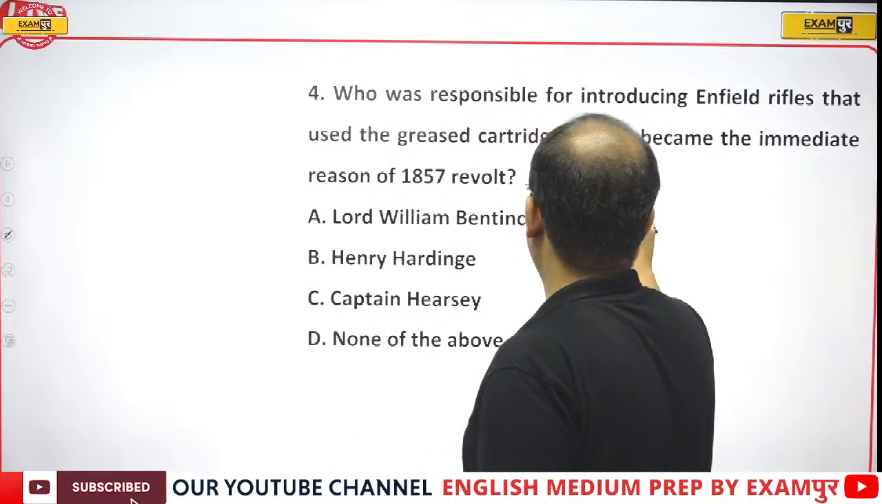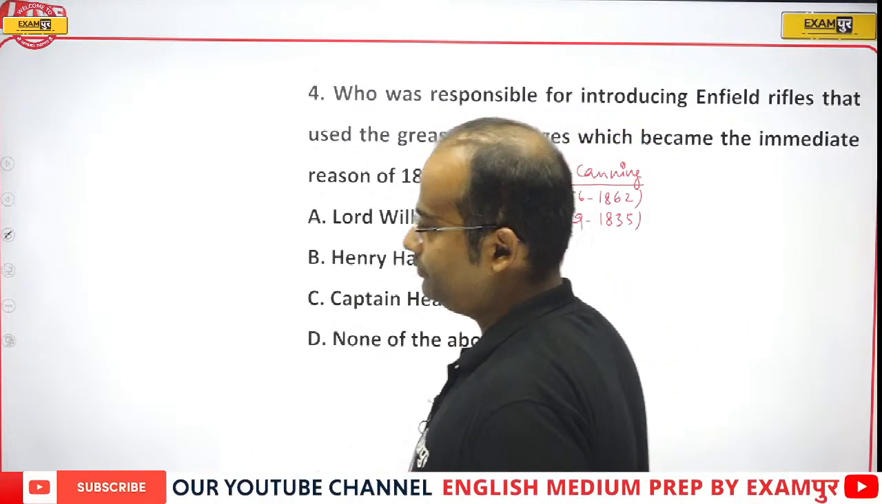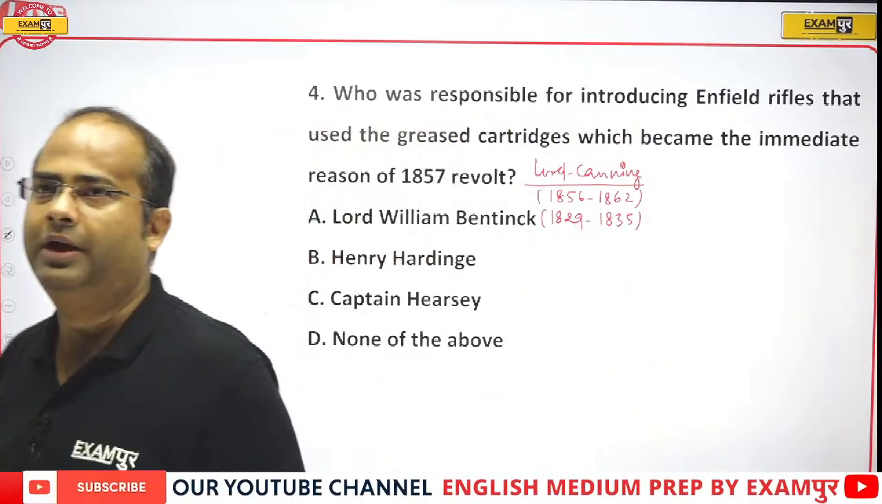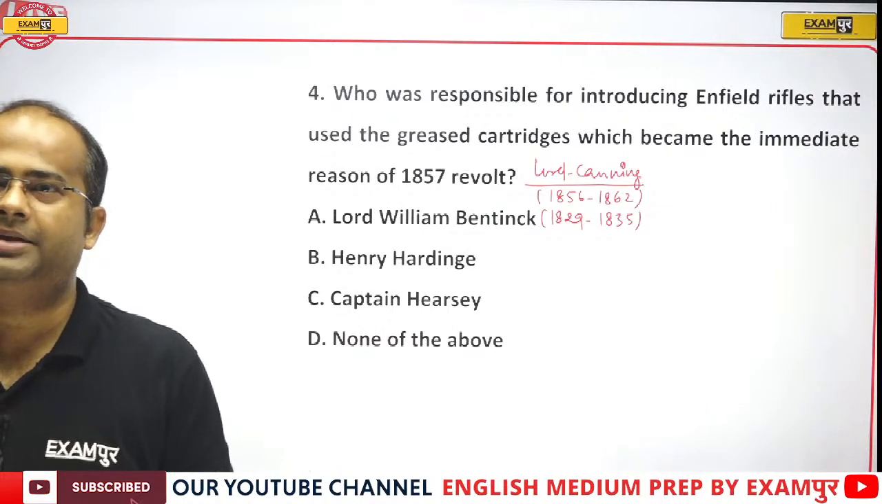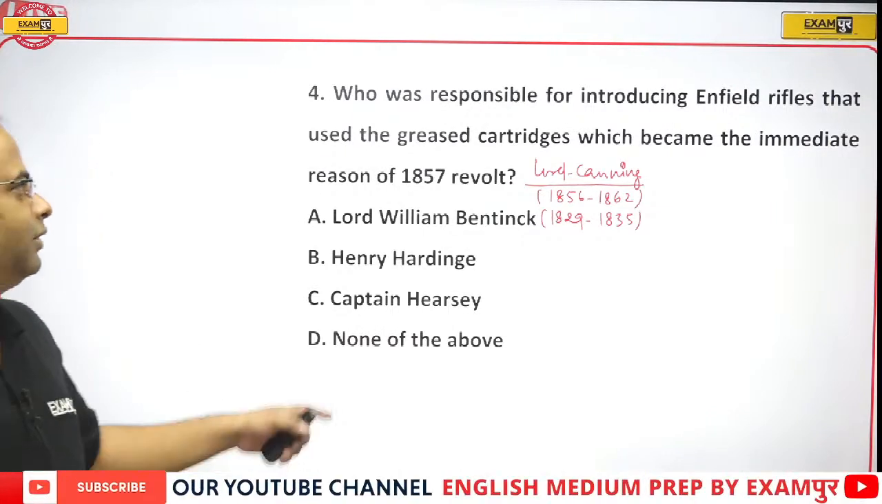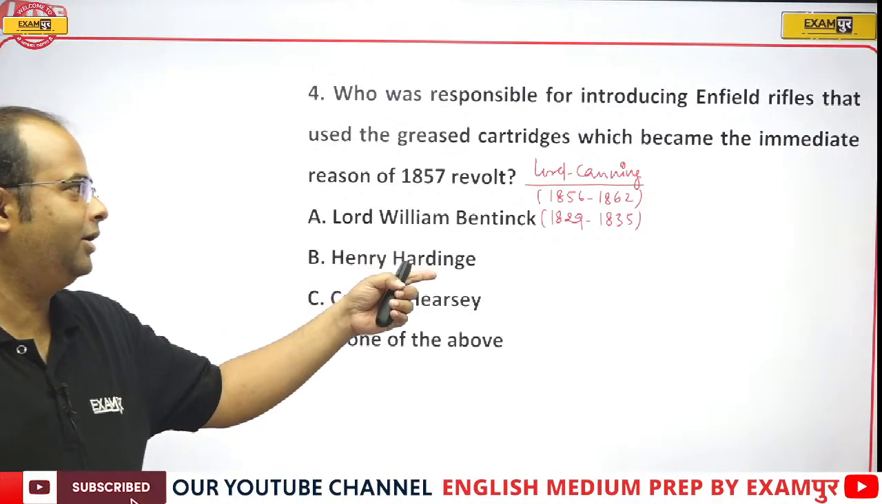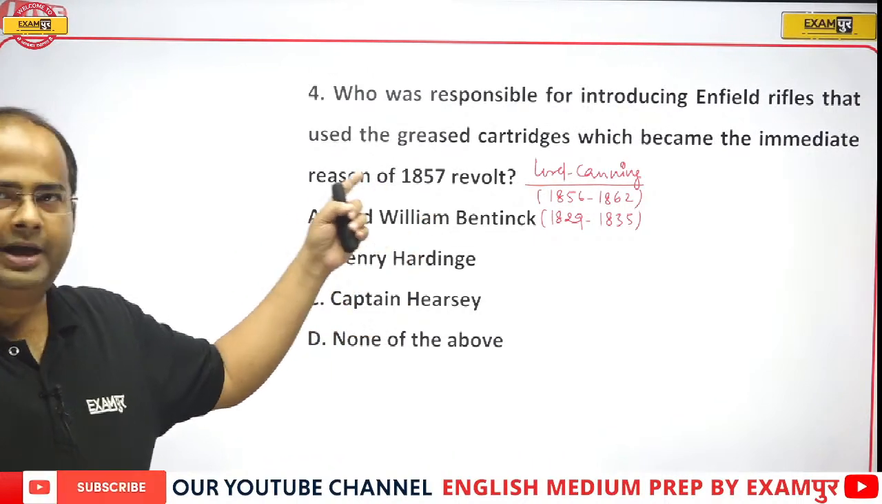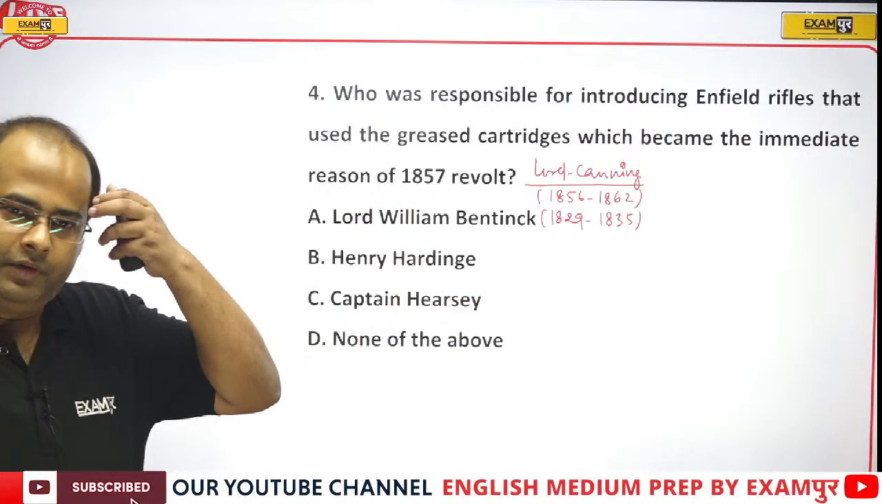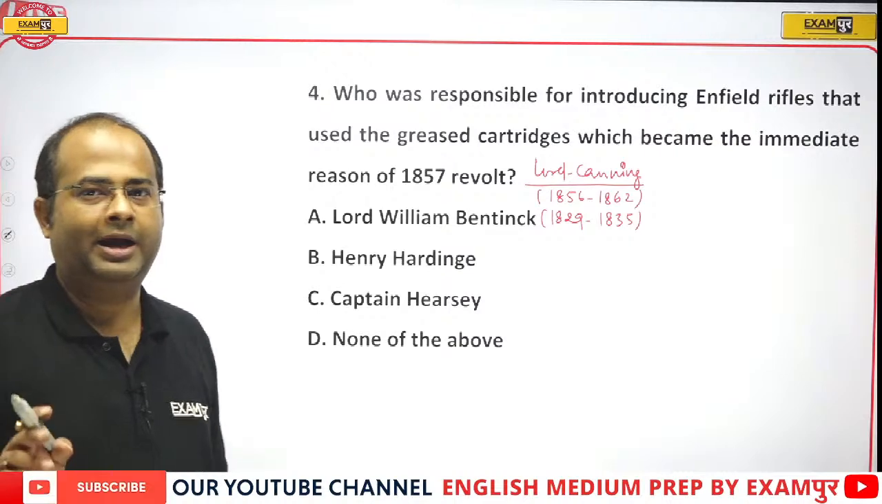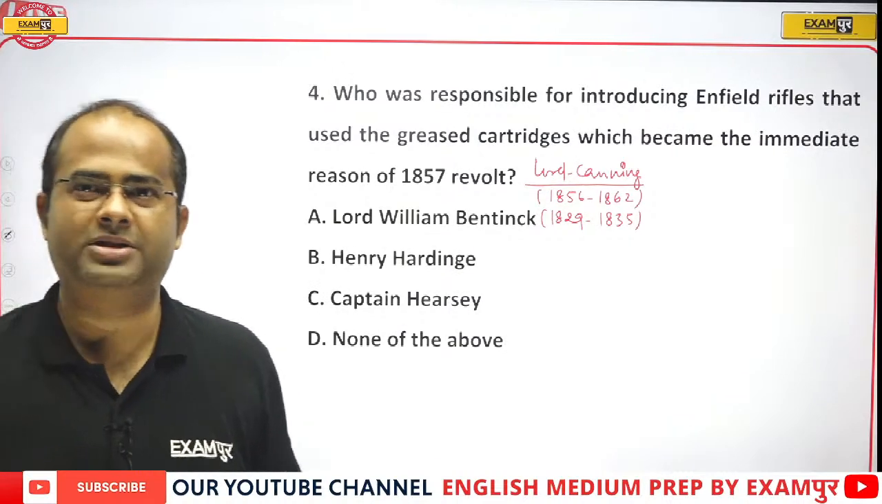1856 to 1862. Now, how is William Bentinck done? Because William Bentinck was the governor from 1829 to 1835, and Lord Canning was the person during the revolt of 1857. So, Vijay, you are not preparing properly, and it may be fatal.